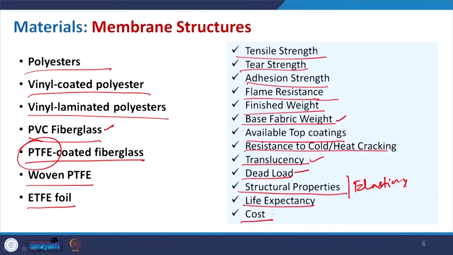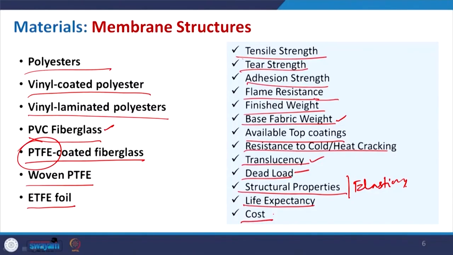And the cost: anything you purchase from the market, cost definitely plays a crucial role. Whatever the available options, you will go for the material that is cheaper and also satisfies most of the criteria. On the right hand side of your slide you have all these available materials, and on the left hand side of the slide you have all the criteria which you should look for when selecting a membrane material for the structure.